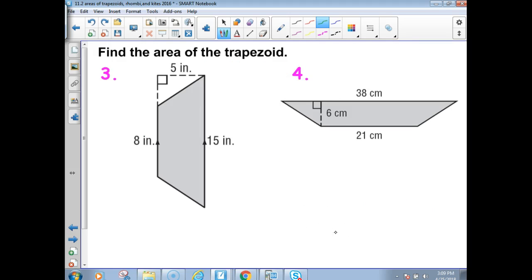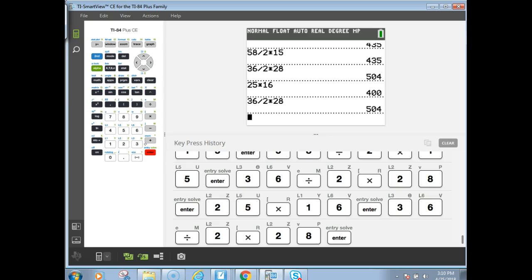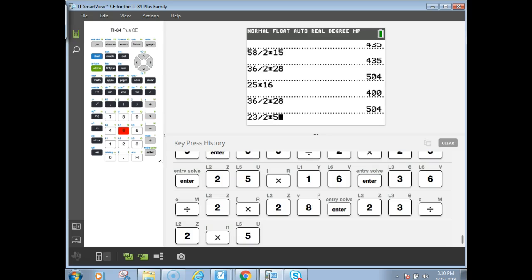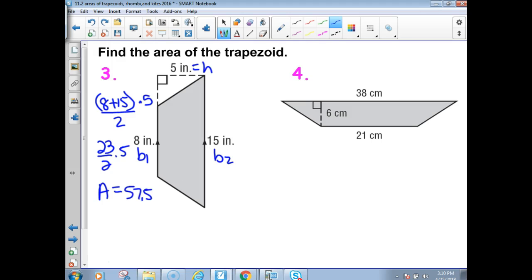All right, number 3. Go for it. Your height is on the outside, and your base 1 and base 2 are on the left and the right. Add your bases, multiply by your height, and divide by 2. I got 23 divided by 2 times 5, and just type that in your calculator. 57.5, and that would be in square inches.